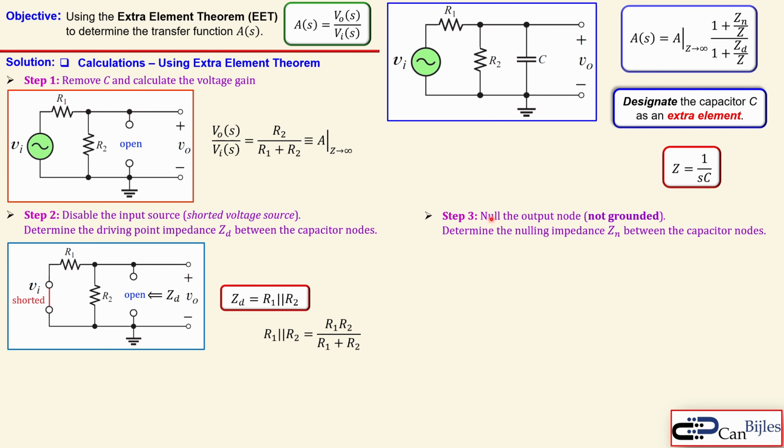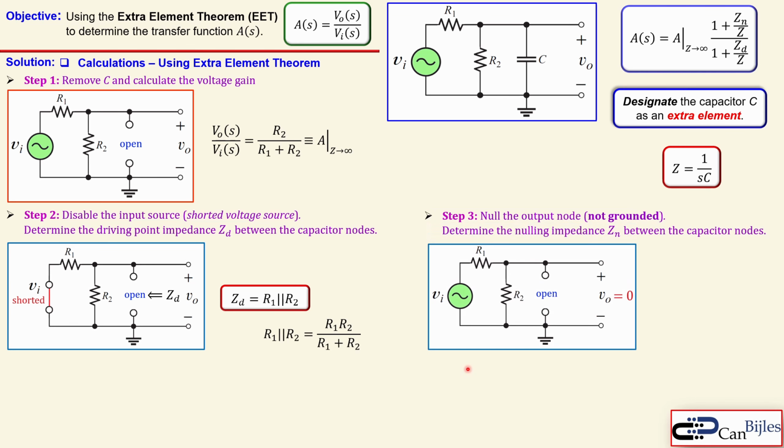Now step 3 is to null the output node, meaning make it 0 volts, which doesn't mean shorting it, and then determine the nulling impedance Zn, looking again between the two nodes of this capacitor, what we call the extra element. Okay, let's bring up our circuit. Again, VI is back in the picture, so that's not shorted. Here we see the Zn we would like to determine, and this is now 0 potential here.